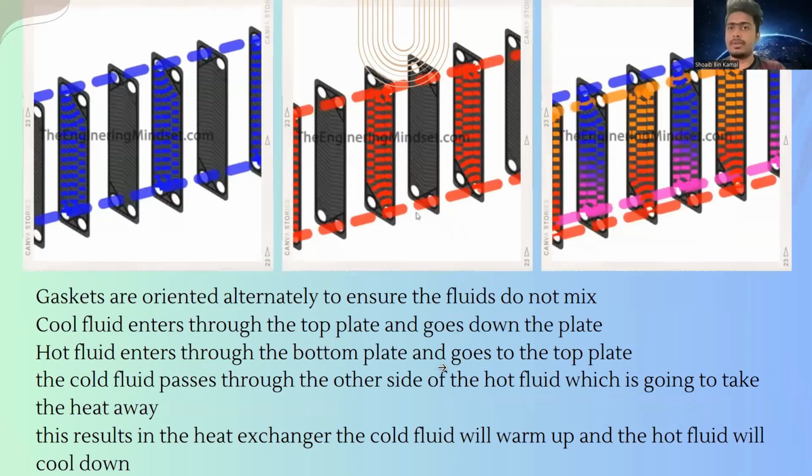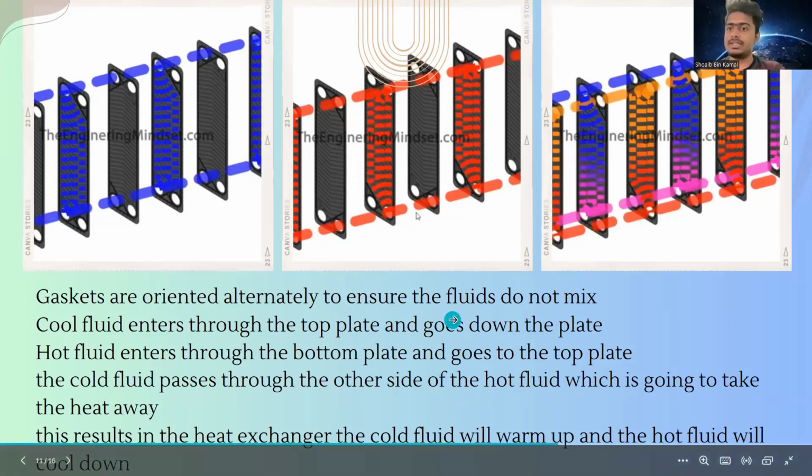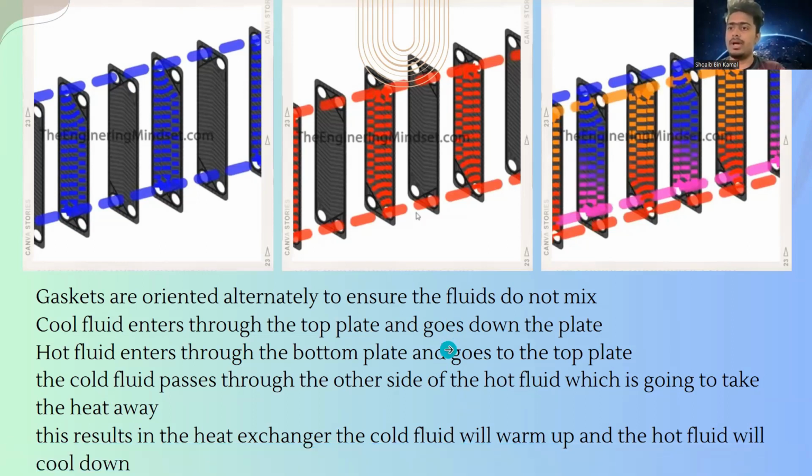Then, as you can see from the picture, the gaskets are oriented alternately to ensure the fluid flows do not mix. Cool fluid enters through the top of the plate and goes to the bottom of the plate. Hot fluid enters through the bottom of the plate and goes to the top of the plate. So this is how the cold fluid passes through the other side of the hot fluid, which is going to take the heat away. As a result, in the heat exchanger, the cold fluid will warm up and the hot fluid will cool down. Next.